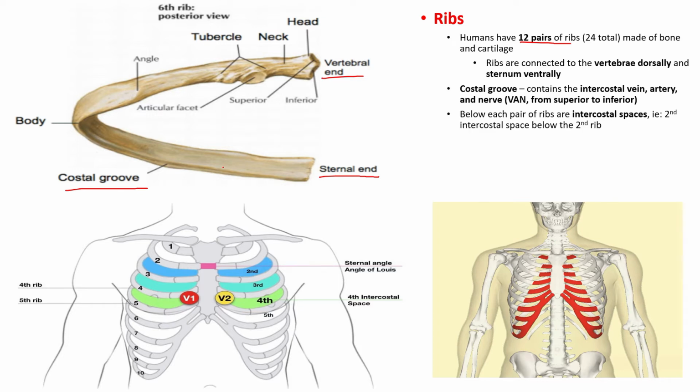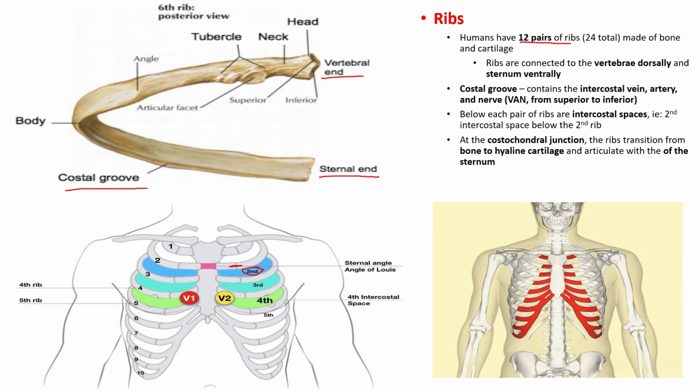Below each pair of ribs are the intercostal spaces. So here is the second pair of ribs. So this right here is going to be our left second rib. And just inferior to the left second rib is going to be the second intercostal space. And this is going to be incredibly important for things like auscultating heart sounds and just general anatomy.